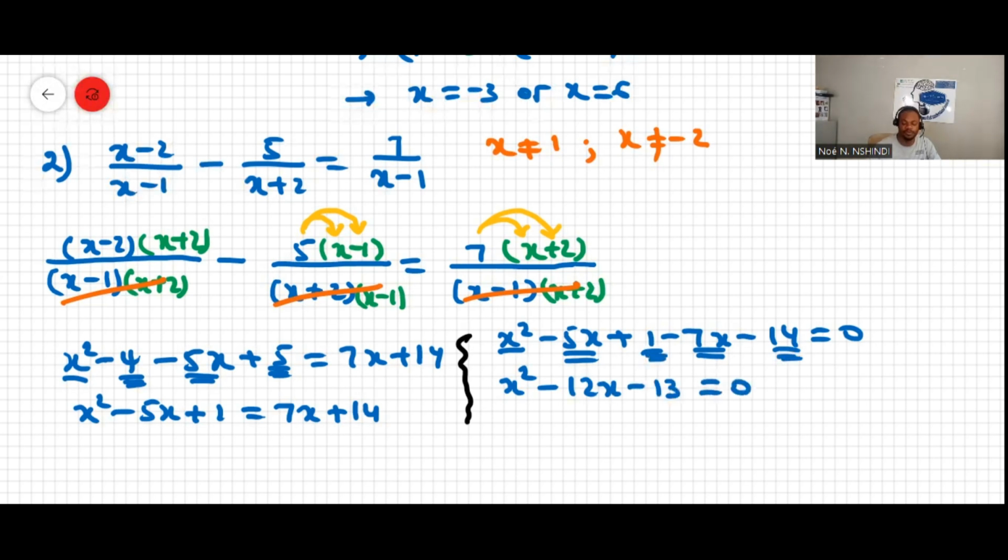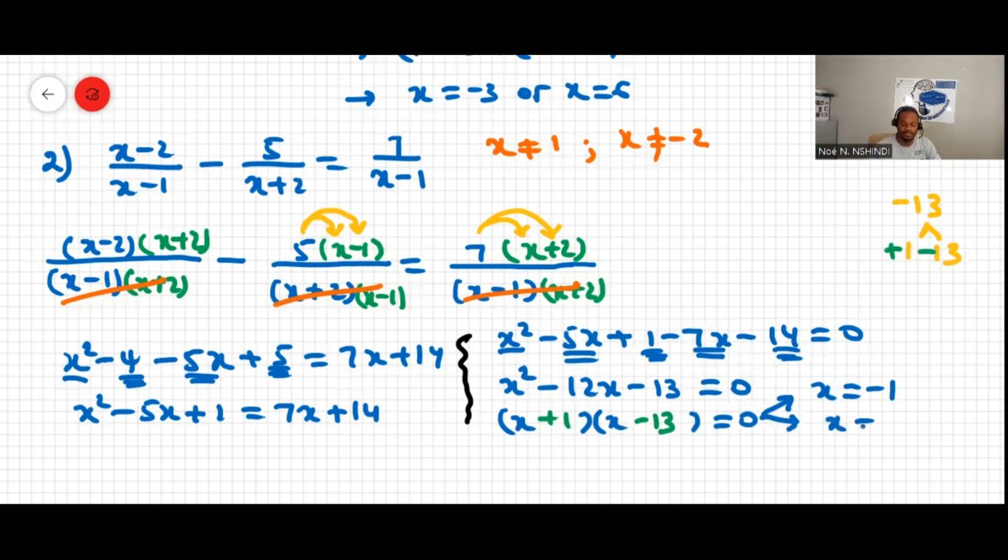Now we can try to factorize this. We have negative 13 there, but 13 is a prime number, so its factors are just 1 and 13. So if we need to get negative 12, this is possible if we have positive 1 and negative 13. So positive 1 and negative 13. And then this means that x is negative 1 or x is 13.